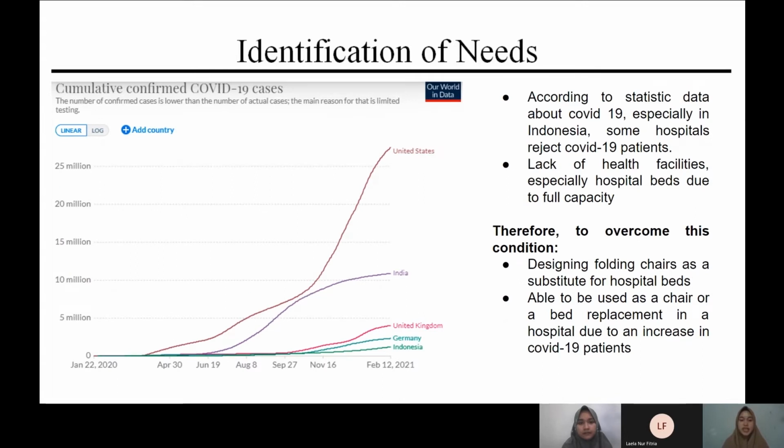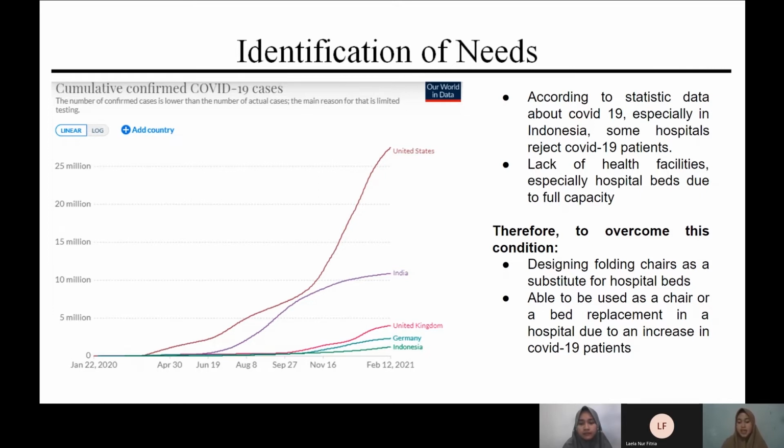Next, as shown in the data in the graph beside, this data is obtained from Our World in Data.org. It shows that the number of COVID cases in several countries is increasing every day, including in Indonesia. In Indonesia itself, there have been several cases in which hospitals refused COVID-19 patients because of the lack of bed facilities. According to BBC Indonesia, from December 2020 to January 2021, there was an increase of 3,500 beds in a month.